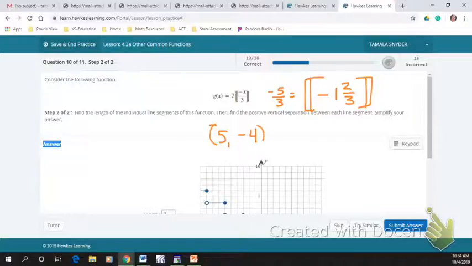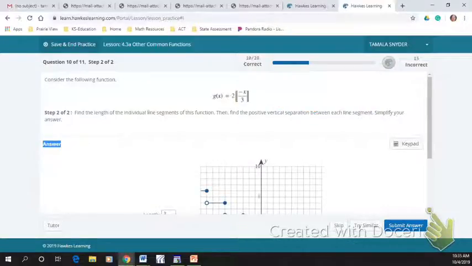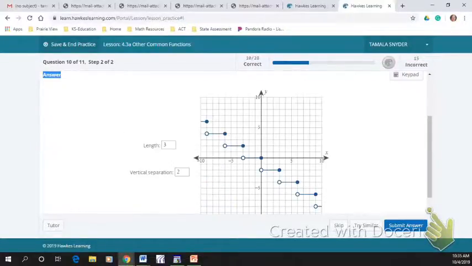So the point 5, -4 should be on this graph. Sure enough, right there. We land on one of the steps. Okay? All right. Next.